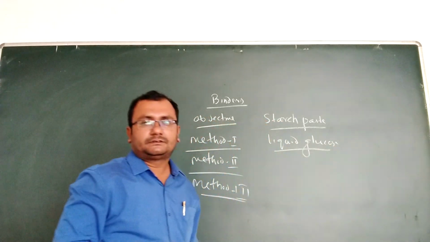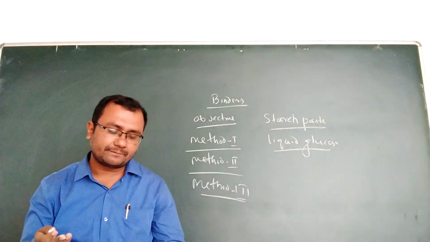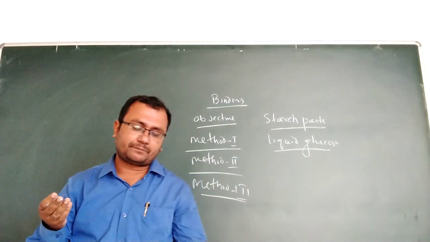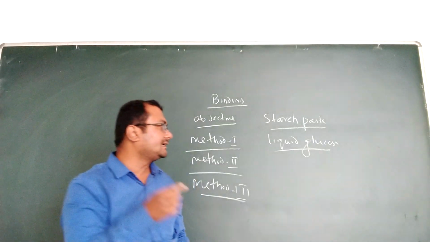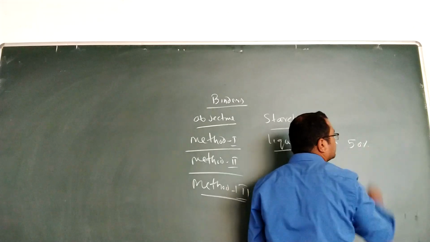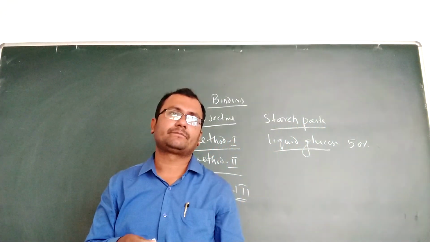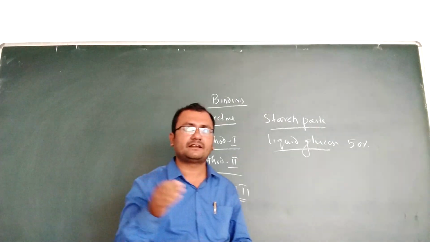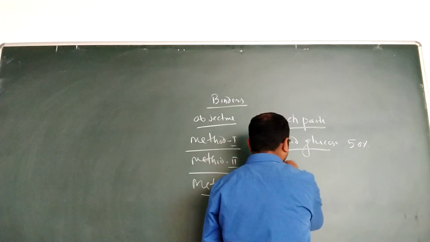Then coming to another binder, liquid glucose. Liquid glucose is a glucose solution. Generally the concentration will be 50%. Generally a 50% concentration of glucose we take as a binder solution. Then next is sucrose.